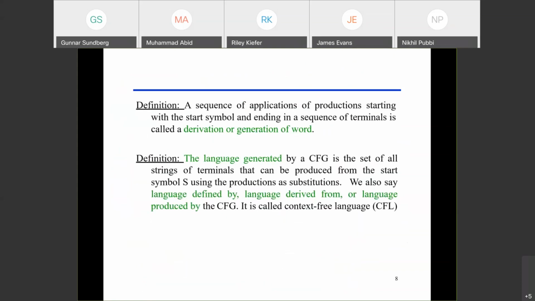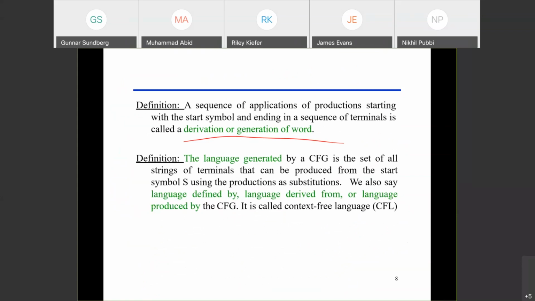Now, a sequence of applications of productions starting with the start symbol and ending in a sequence of terminals is called a derivation or generation of a word. So the language you create by a context-free grammar, we call it CFG in short, is all the combinations of strings of terminals that can be produced from the start symbol S. So using the productions as substitution, we define the language, we derive the language, we produce the language.